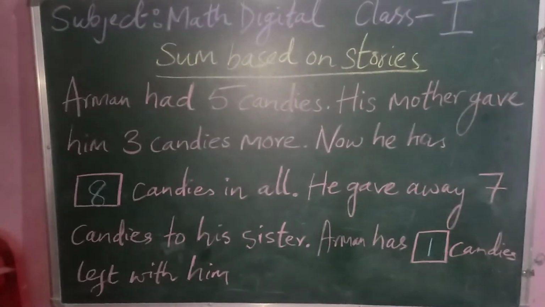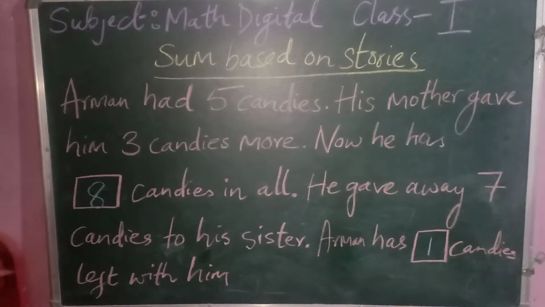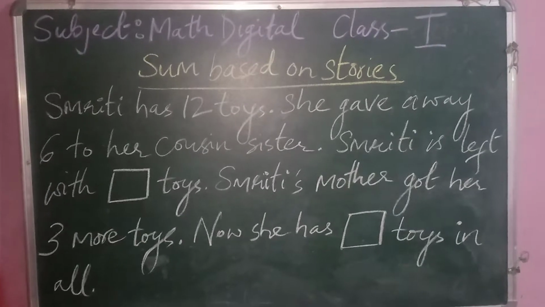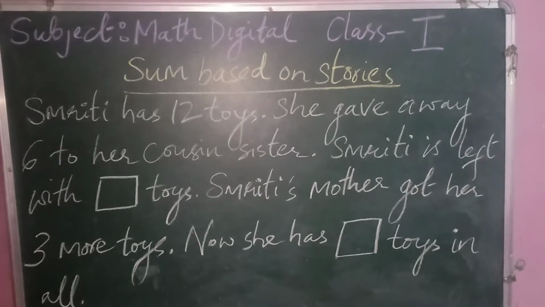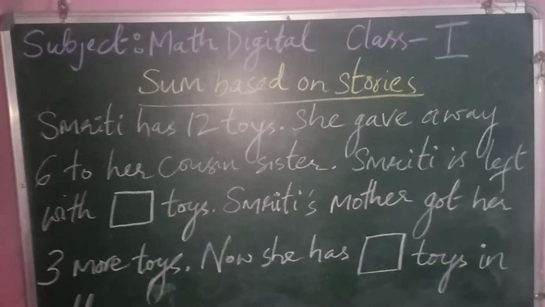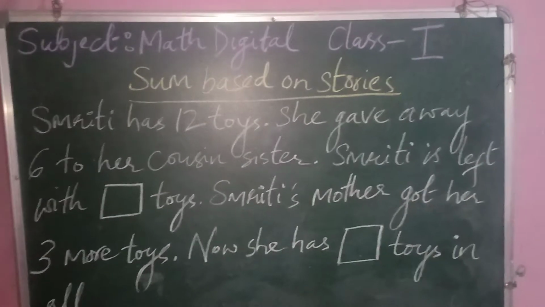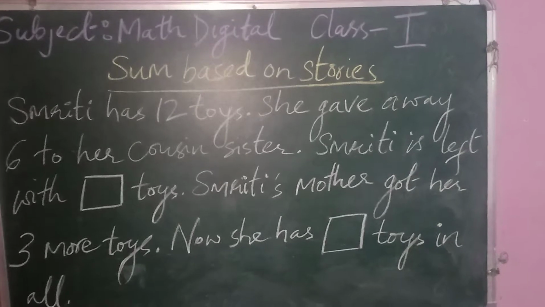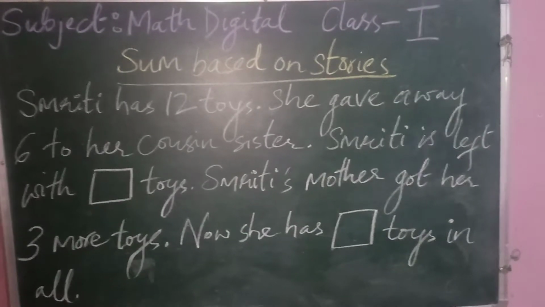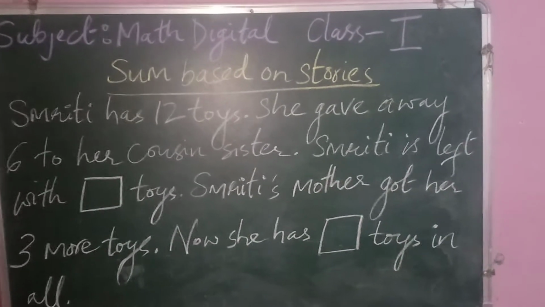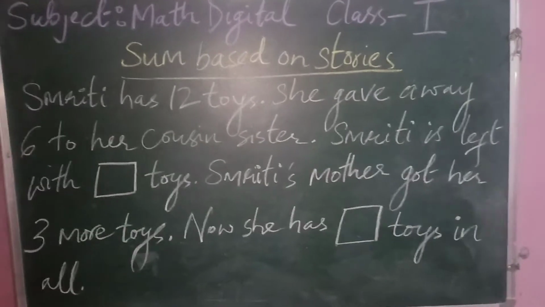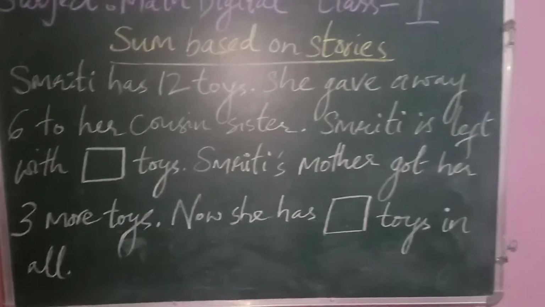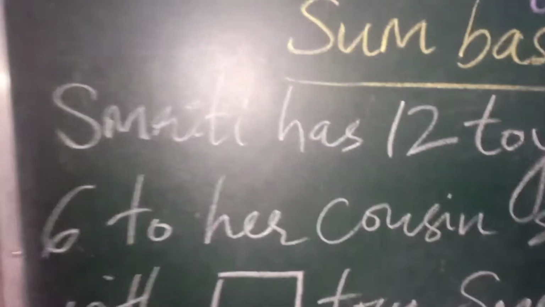The next question, you have to solve it on your own. Okay, so next, so Smriti has 12 toys. She gave away 6 to her cousin sister, and Smriti is left with dash toys. Okay, after that Smriti's mother got her 3 more toys. Now she has dash toys in all. So you have to calculate.